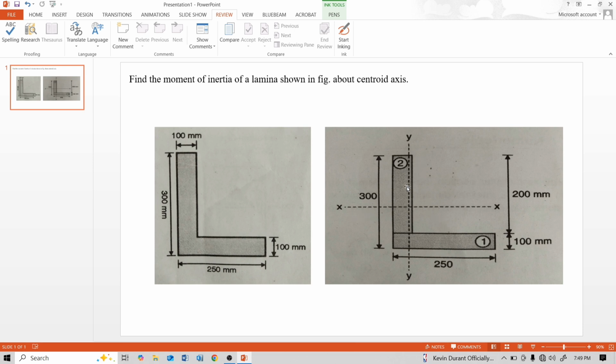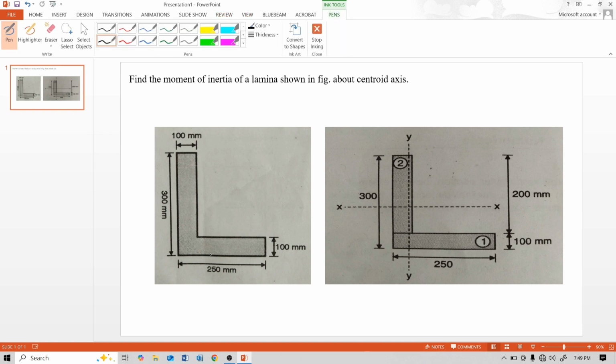This x-x axis and y-y axis are the centroidal axes. See, the L-type figure here. This bottom rectangular part, consider it as 1. The width B of this bottom rectangular part 1 is 250 mm and the depth is 100 mm.